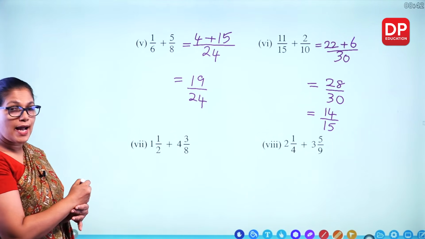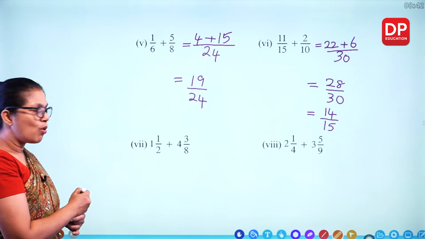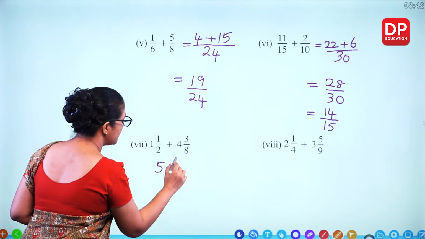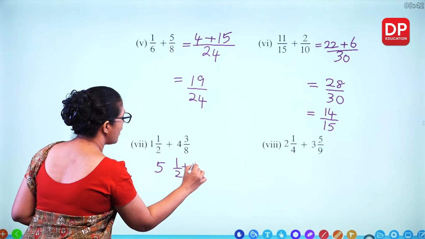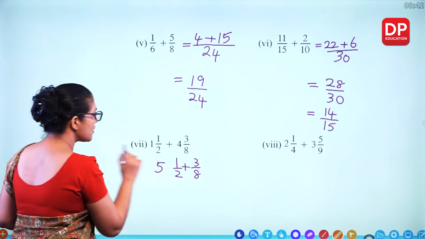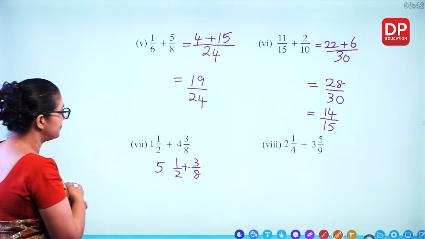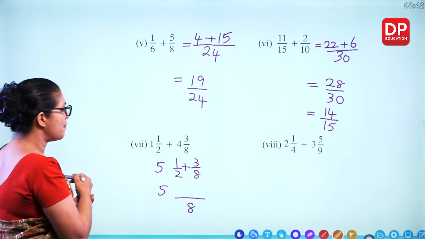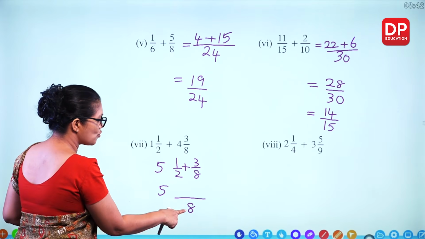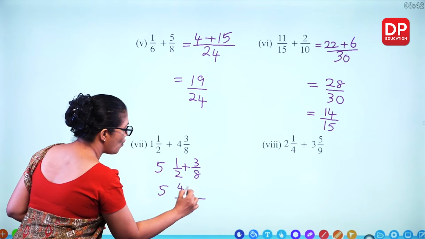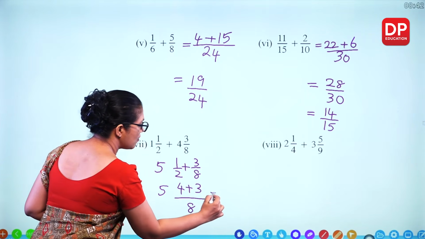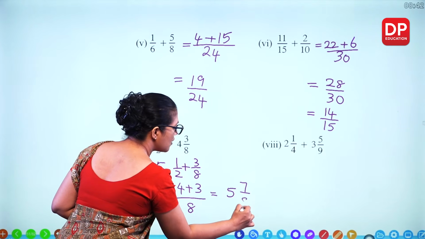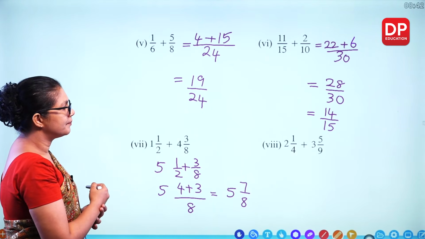Now mixed number addition. Add the whole numbers. 4 plus 1, 5. Then convert this to the same fraction. Same denominator. 8 is the lowest common multiple. So 4 times 2, 8. 4 times 1, 4. 4 plus 3, you get 7. So what's the answer? 5 and 7 over 8.